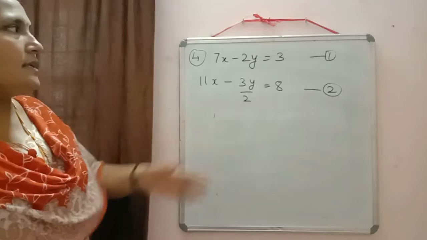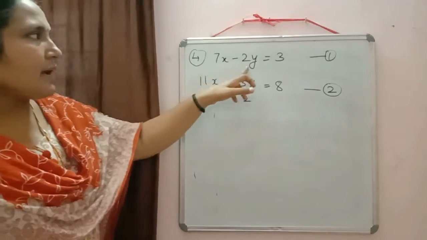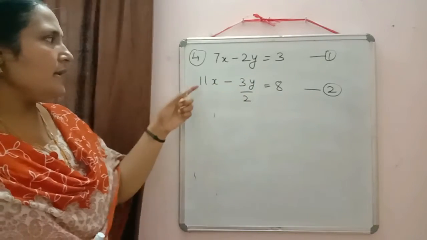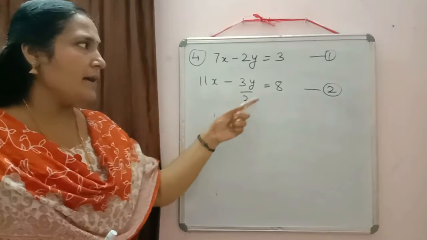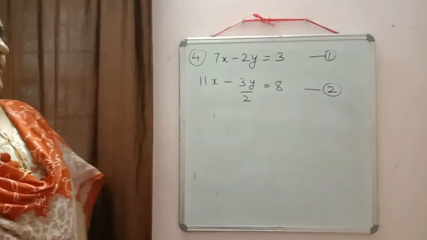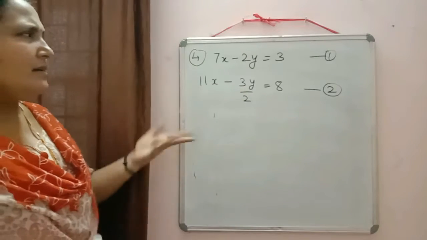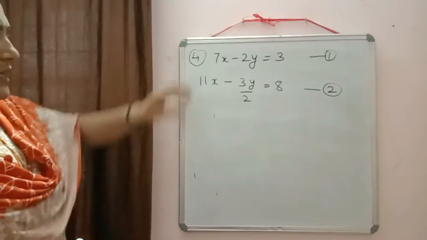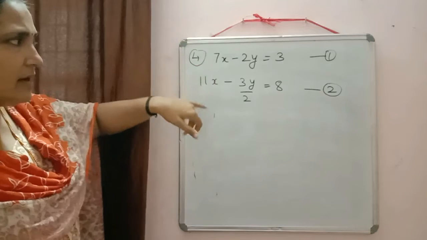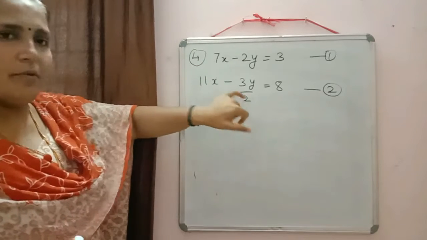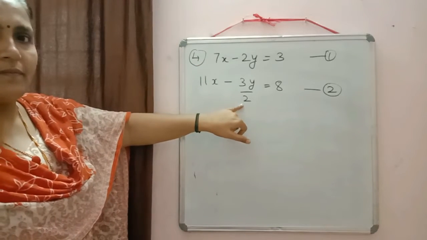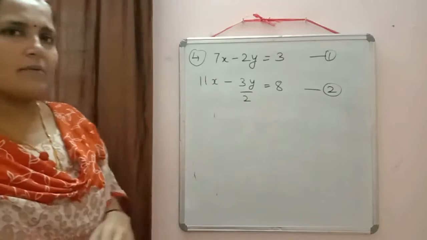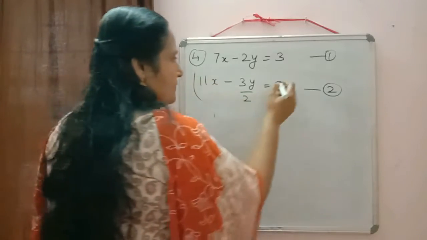So the question is given: 7x minus 2y is equal to 3, and 11x minus 3y by 2 is equal to 8. Again, calculation with fractions will be difficult. In equation 1 we don't have a fraction. In equation 2, to remove this fraction, what should we do? Yes, we will multiply the whole equation by 2.